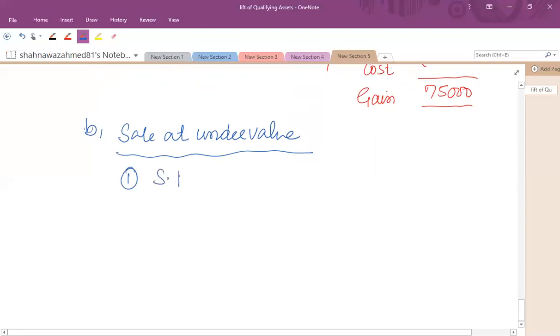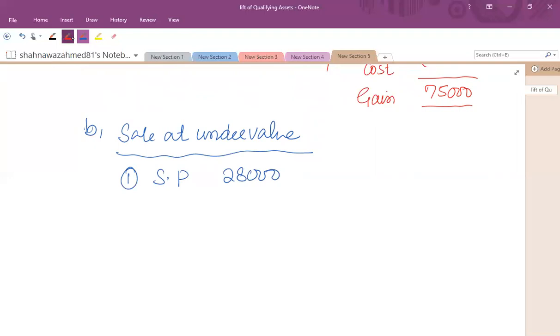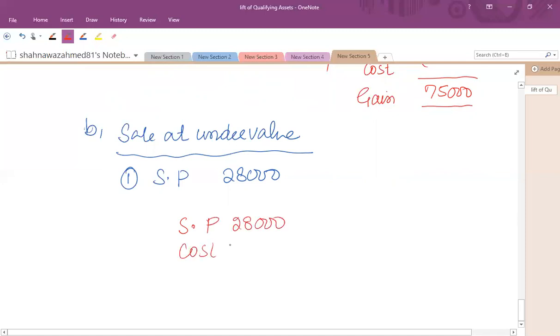First situation where selling price is 28,000. Now as cost is 20,000 and selling price is 28,000, first of all, find out the excess over cost. So selling price is 28,000 and cost is 20,000. Is there excess? Yes, there is an excess of 8,000 and this excess is chargeable immediately.